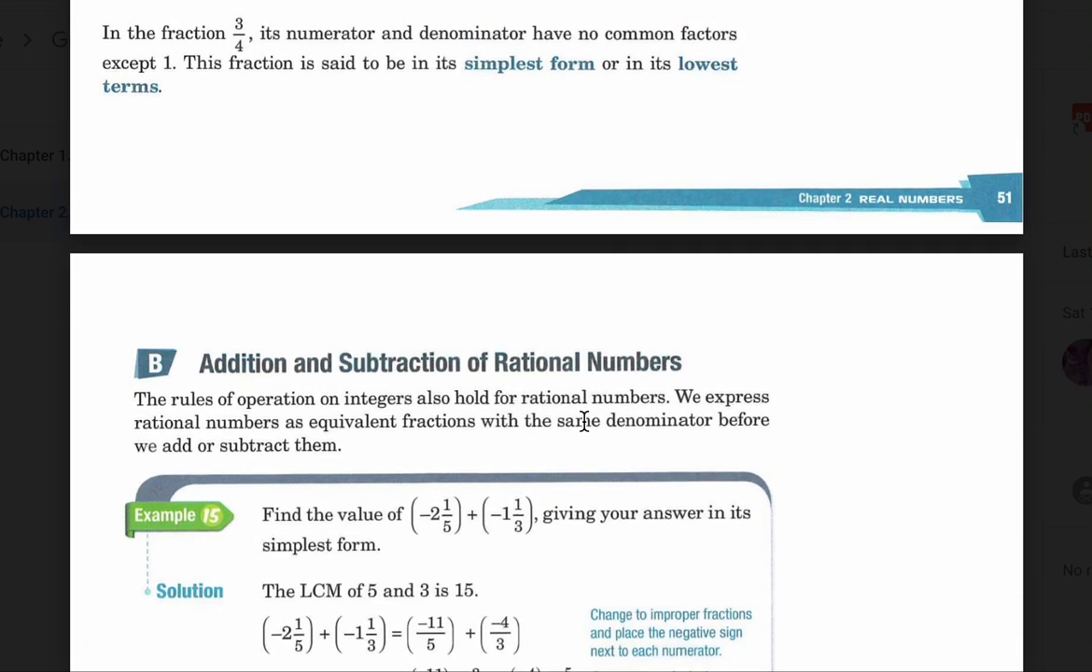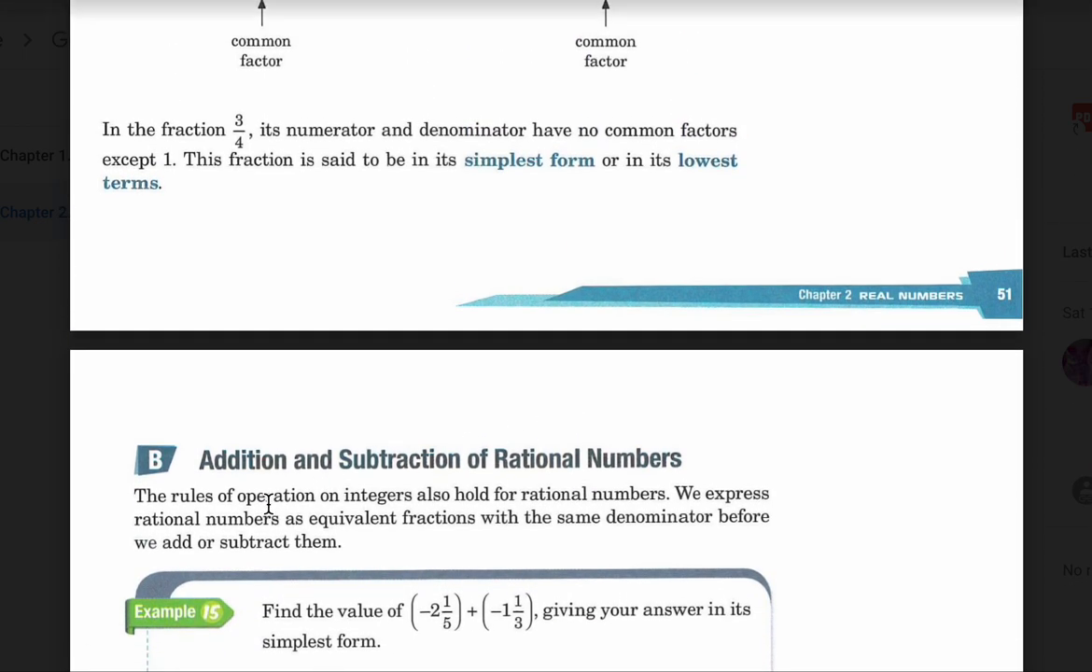All right, let's talk about adding and subtracting these rational numbers then. And remember, in order to have equivalent fractions, we need the same denominator before we add or subtract. So this is something important for you to write into your notes, okay? We need the same denominator before we add or subtract them. Let's go over some examples then.